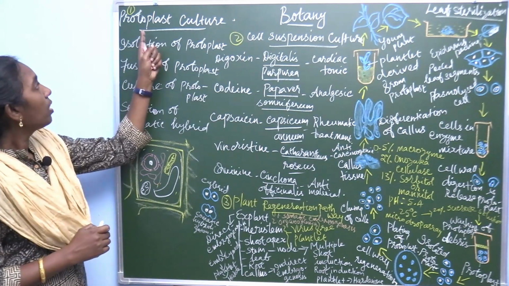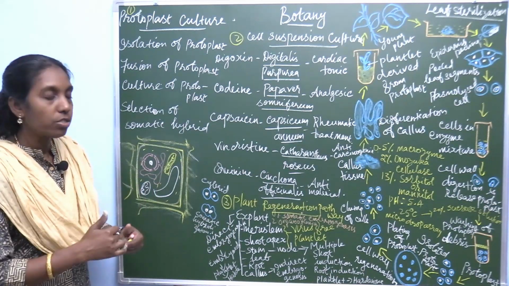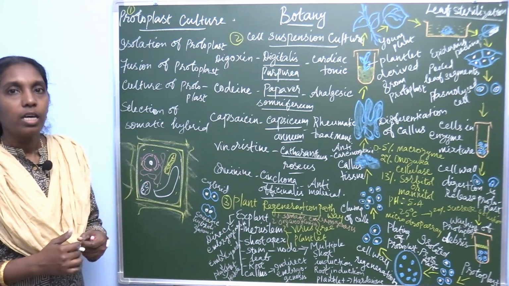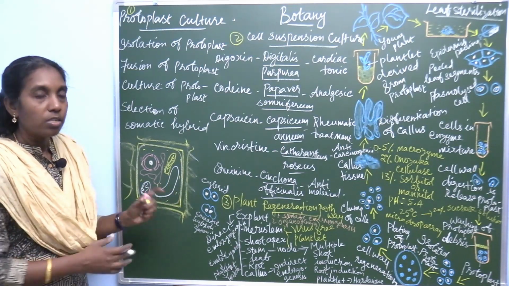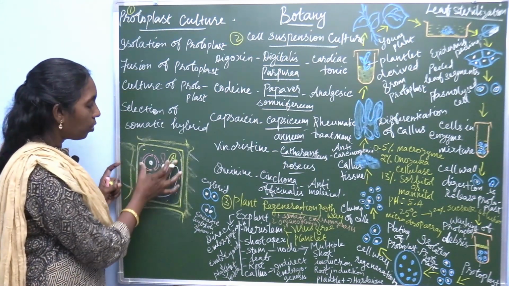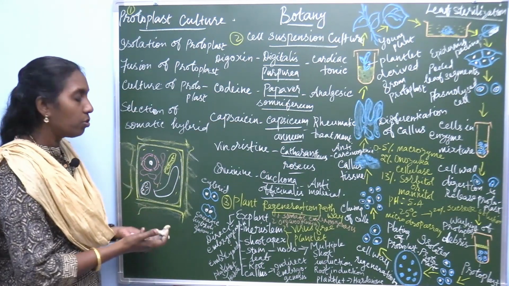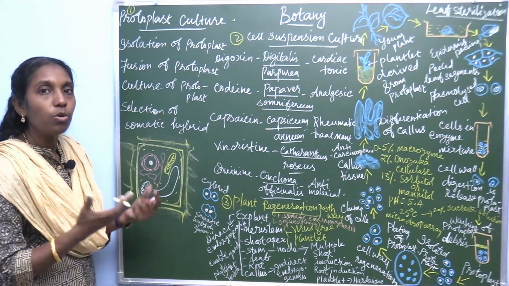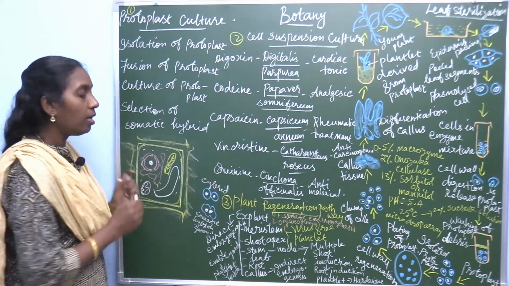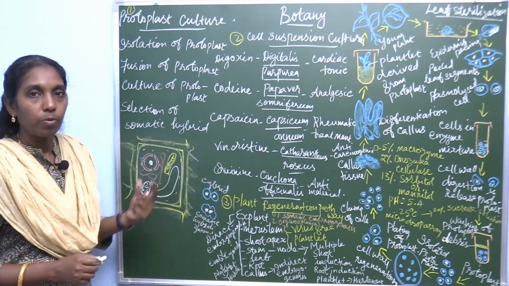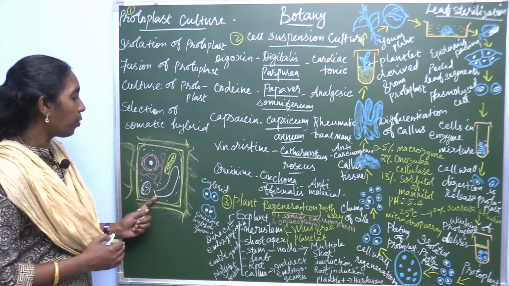So for protoplast culture, we are isolating this protoplast. There are different steps involved in protoplast culture. Select a single protoplast and culture it into a whole plant. To develop an entire plant from this single protoplast is called protoplast culture. There are a few steps involved in the culture of protoplast.